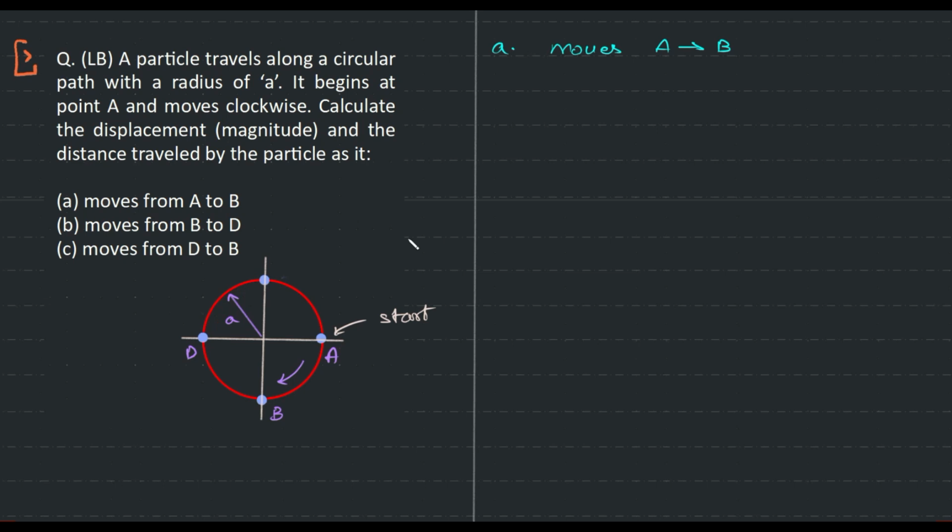Now, what is the distance? Distance is quite simple. Just follow the path. This is 90 degrees, so this is 1/4 of the circumference of the circle. I'm not going to write the detail. I'm not going to treat you guys as ninth graders. So this is 2 pi r, the actual path, so this is basically pi by 2 into a. So that's your distance in this case.